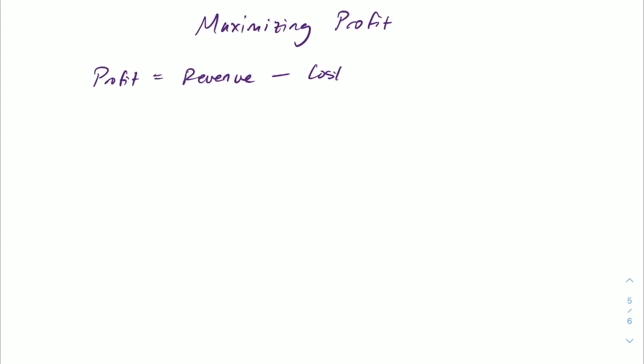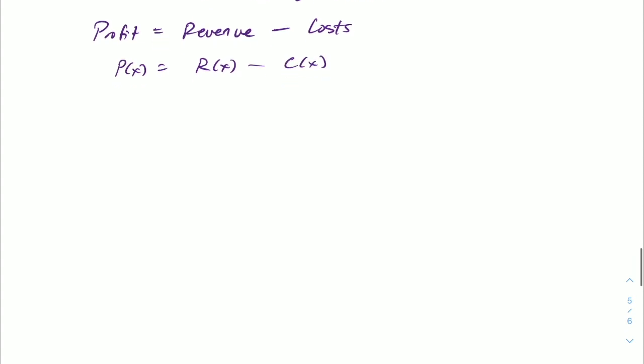So in this video we're going to be maximizing profit. Just a reminder, profit is revenue minus costs, which we read as P of X equals R of X minus C of X. And revenue generated is going to depend on the market situation. So revenue depends on the market.